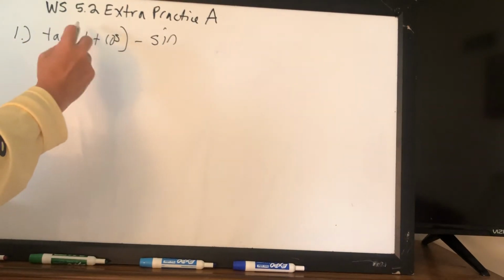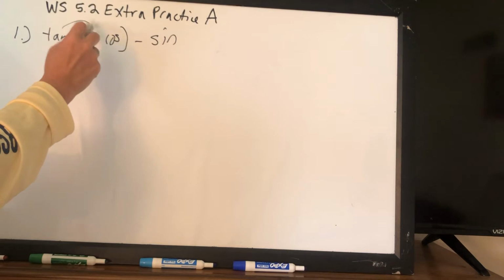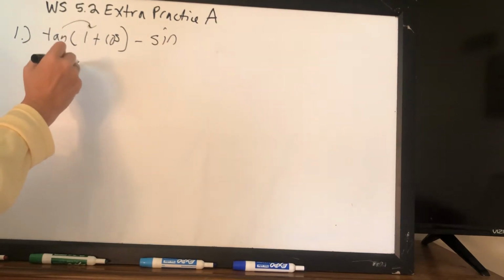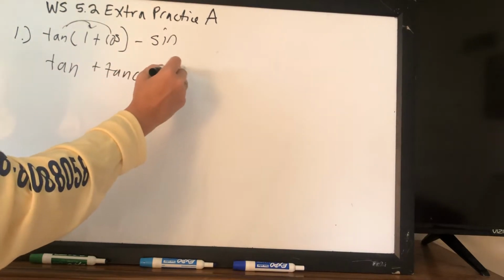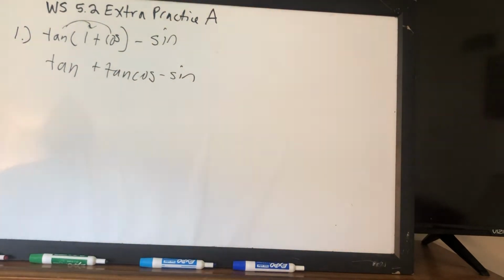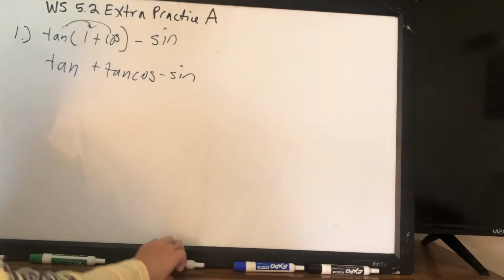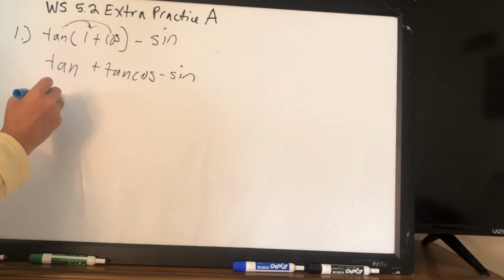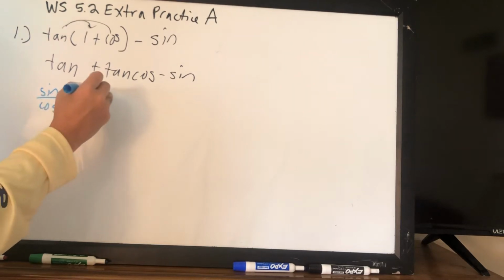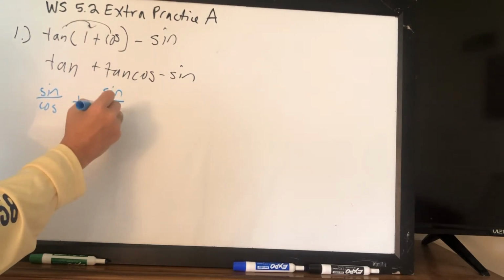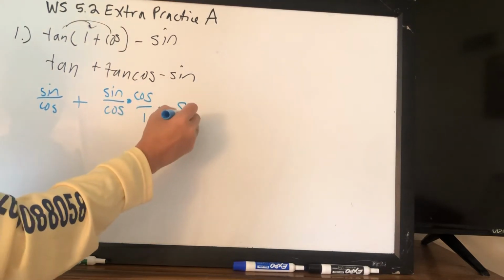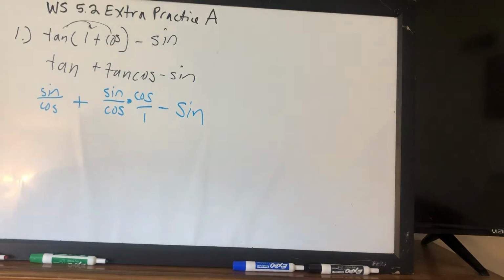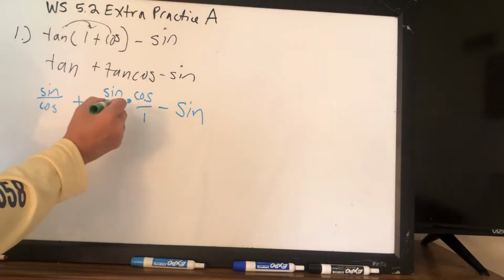This is not a trig identity. It's not squared, so we're just going to distribute. Tangent plus tangent cosine minus sine. Okay? Again, we're going to switch everything to sines and cosines. Sine over cosine plus sine over cosine times cosine over 1 minus sine. Again, pay attention to the signs. They matter. Okay? So we're going to cancel out the cosines here.